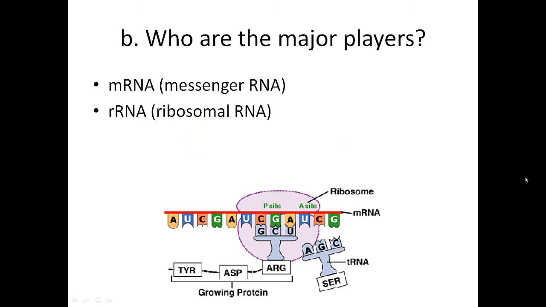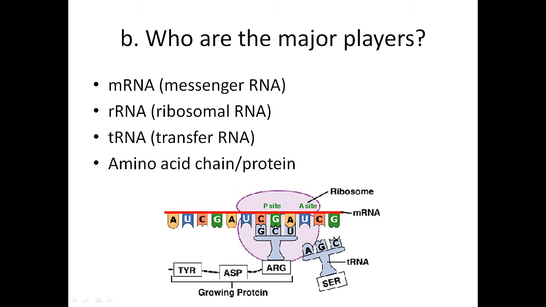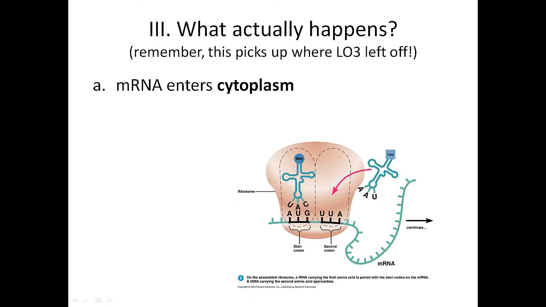rRNA is what makes up the ribosome, that big thing that chomps down on the mRNA. tRNA is transfer RNA. It has the anticodons and the amino acids on the other side. And our final player is the amino acid chain, or the protein, that we make at the end. What actually happens? So we already did transcription, now this is where we pick up translation.